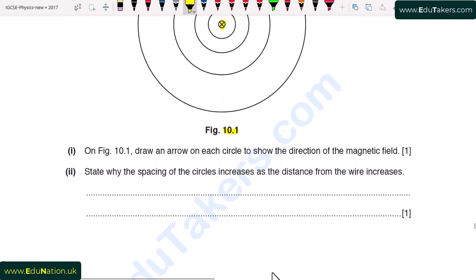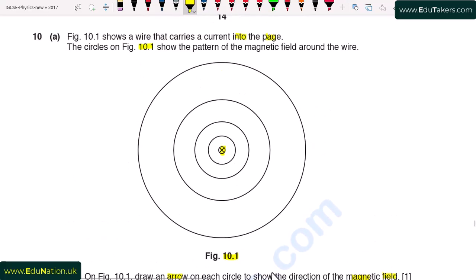Part 1. On figure 10.1, draw an arrow on each circle to show the direction of the magnetic field. So when the direction of the current is given and we have to find out the direction of the magnetic field, then we use right hand rule. I write here right hand rule.